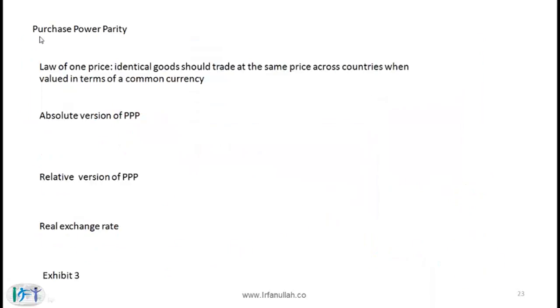We'll now talk about purchasing power parity, where the focus is on the relationship between inflation and exchange rates. My strategy here will be to give you the core points, the most important formulas, and then work with you on example number 5 in the curriculum.